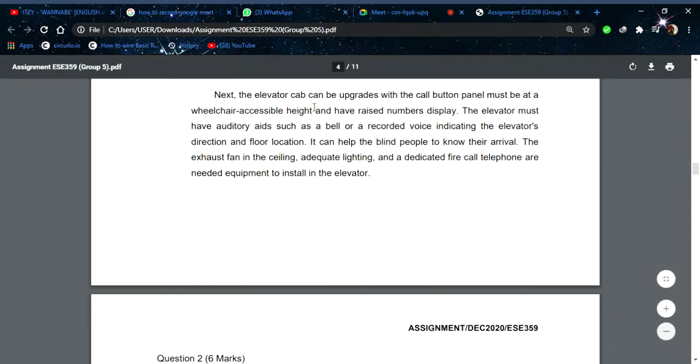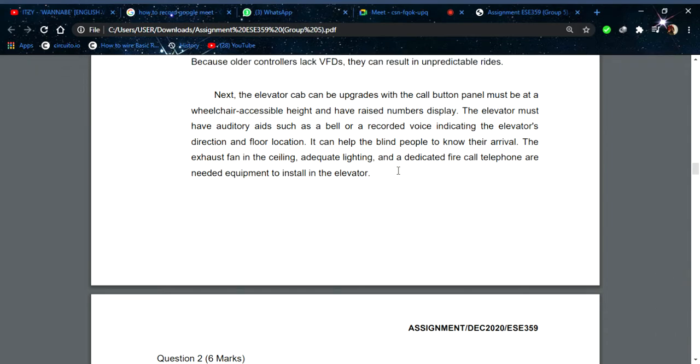Next, the elevator cab can be upgraded with the call button panel, which must be at a wheelchair accessible height and have a raised number display. The elevator must have an auditory aid such as a bell or a recorded voice indicating the elevator direction and floor location. It can help blind people to know their arrival. The exhaust fan in the ceiling, emergency lighting and a dedicated fire call telephone are needed equipment to install in the elevator.